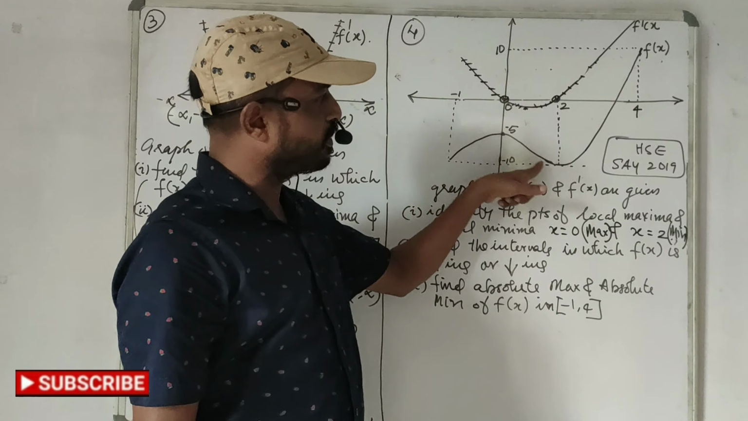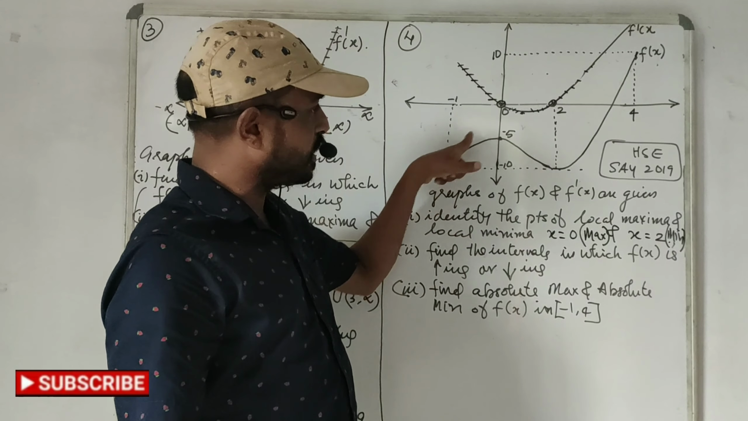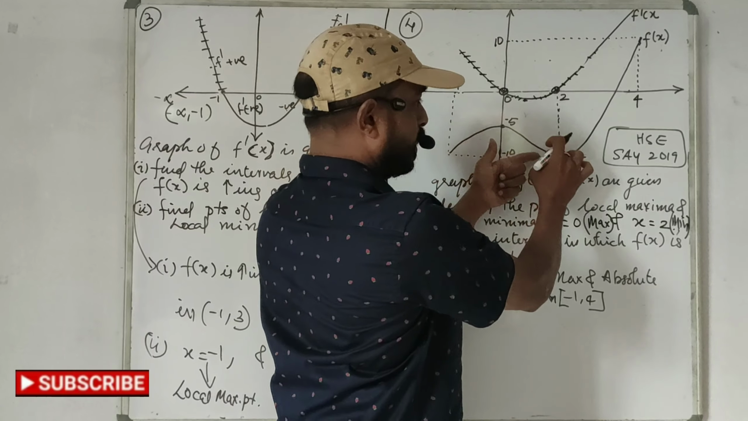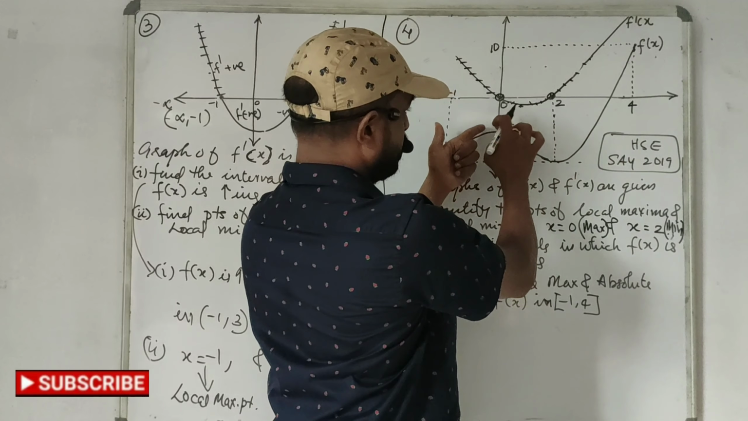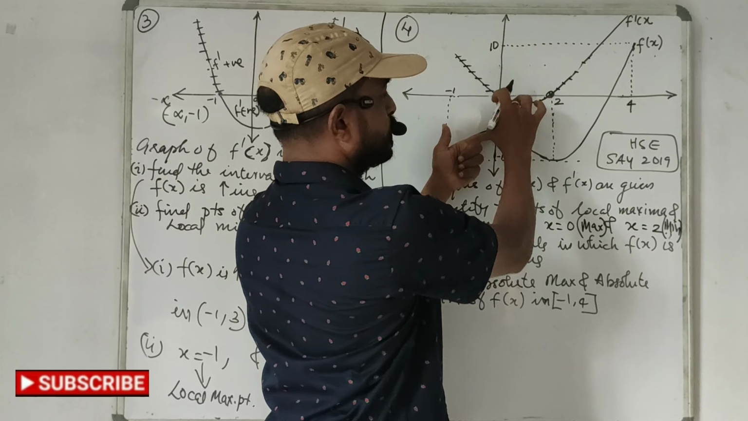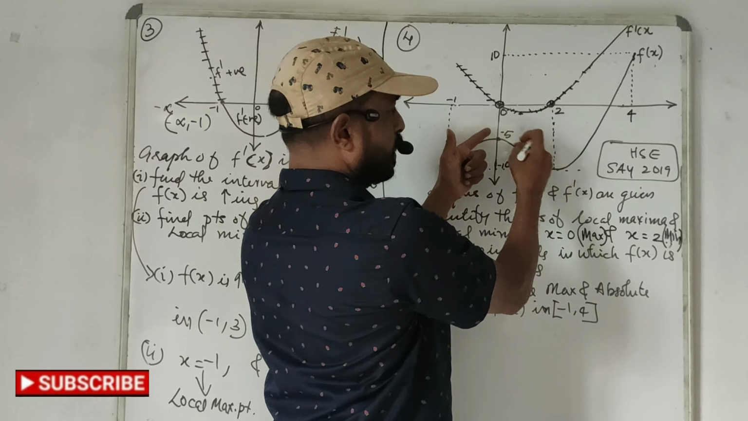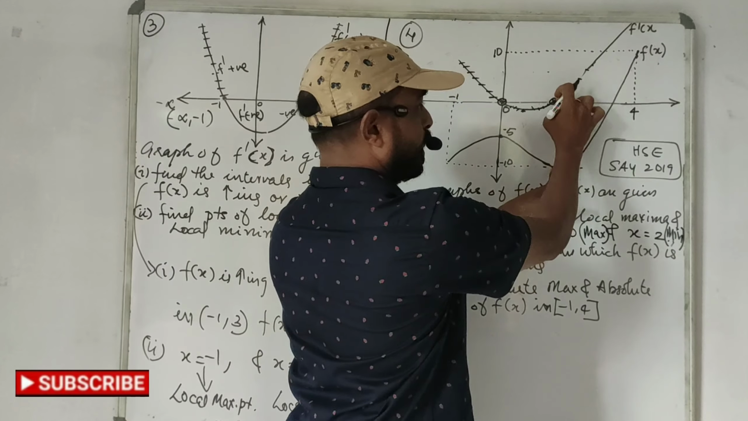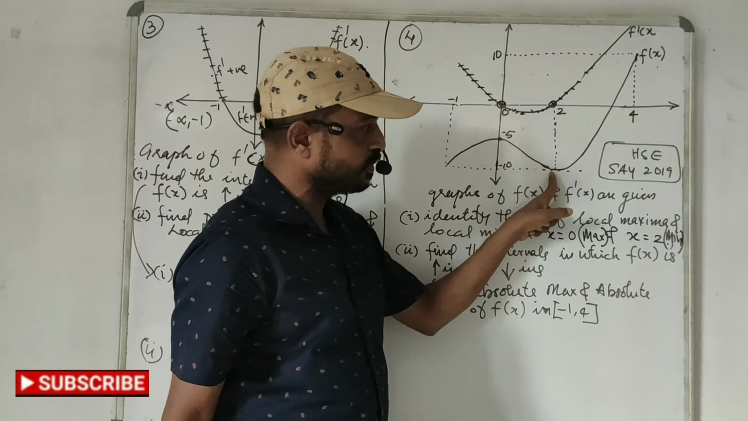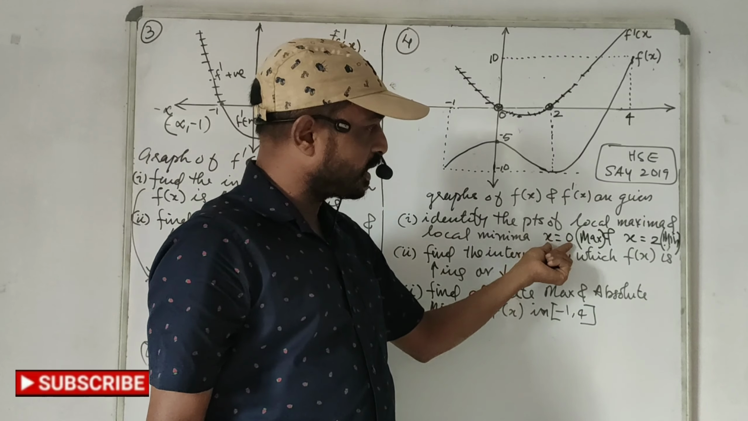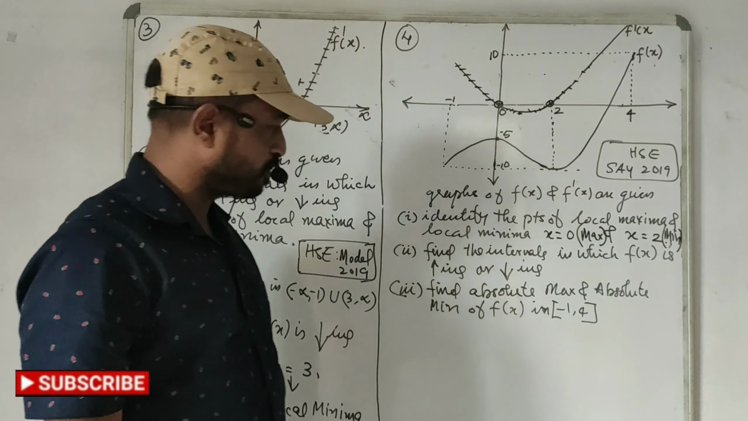That you can understand from the graph of f of x also. This is the graph of f of x and this is the point of local maxima and this is the point of local minima. So local maximum occurs at x equals 0 and this is the point of local minimum and that occurs at x equal to 2. So local maximum and local minimum occur at x equals 0 and x equal to 2 respectively.